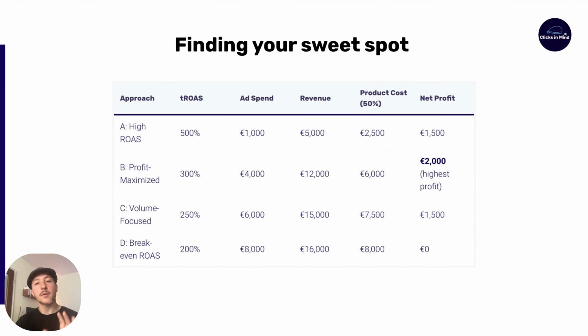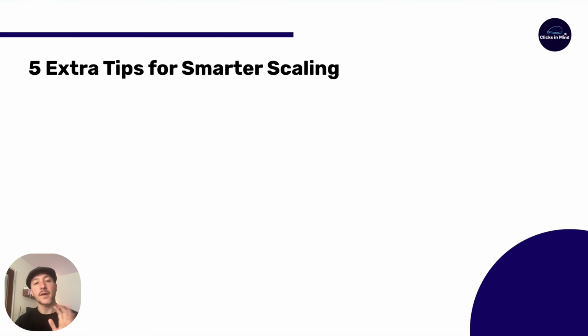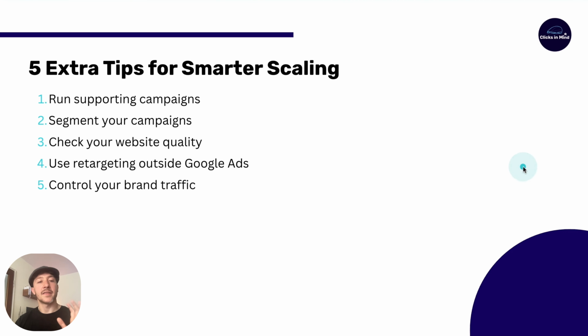Now let's take another, maybe more comprehensive look on scaling. I give you the 5 extra tips for smart scaling, not just of your Performance Max campaigns, but of your entire account. And they are: run supporting campaigns, segment your campaigns, check your website quality, use retargeting outside of Google Ads, and control your brand traffic. What I mean with that is run supporting campaigns.